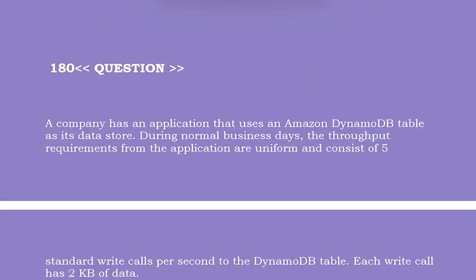Question: A company has an application that uses an Amazon DynamoDB table as its data store. During normal business days, the throughput requirements from the application are uniform and consist of 5 standard write calls per second to the DynamoDB table. Each write call has 2 KB of data.